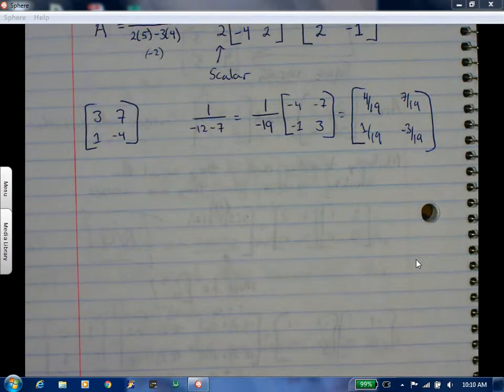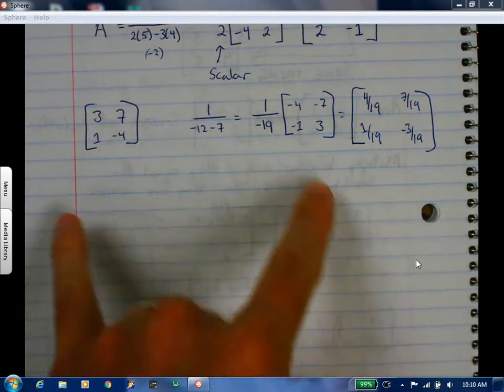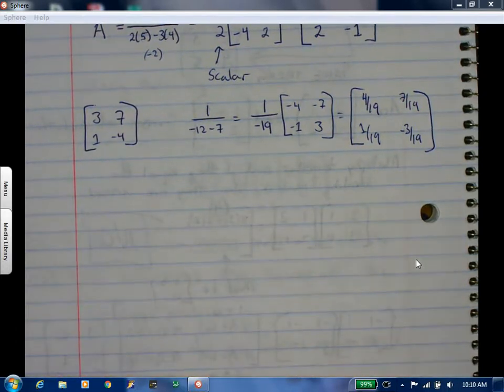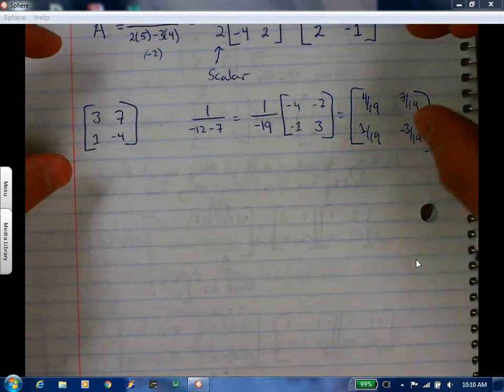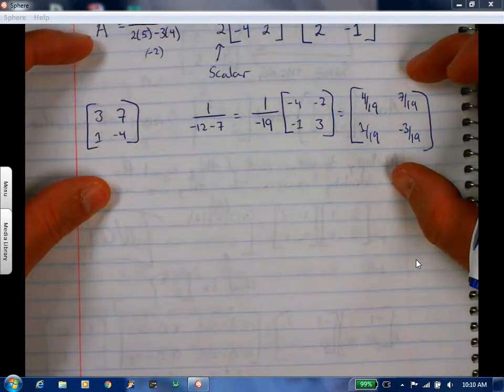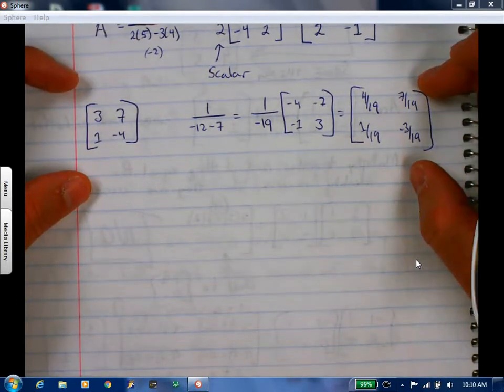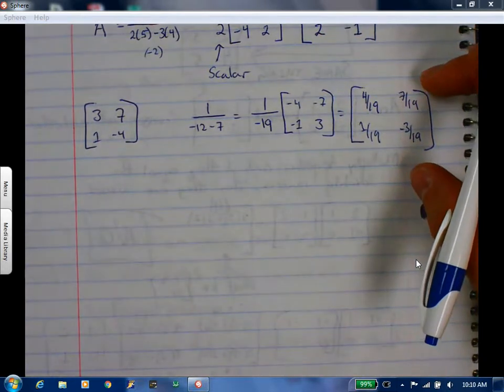So those are the two things you need to do. You need to work out by hand. It's just multiplying two of them to see if they equal identity, and then finding the inverse of a 2 by 2. Are those okay?